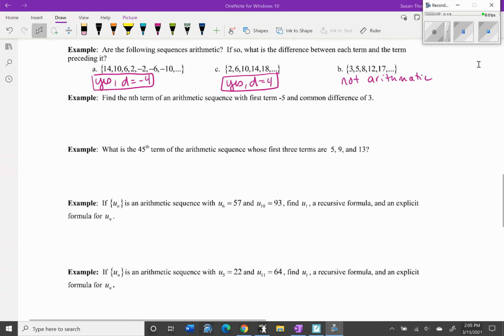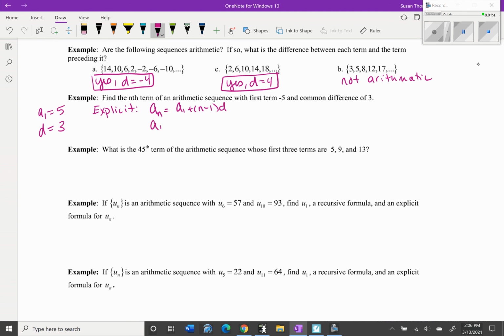Next example says, find the nth term of the arithmetic sequence with the first term of negative 5 and the common difference of 3. So a sub 1 equals negative 5 and the common difference is equal to 3. So we're going to find both the explicit and recursive. So if I want to find the explicit form, we know that explicit, we're using a sub n is equal to a sub 1 plus n minus 1 times the common difference.